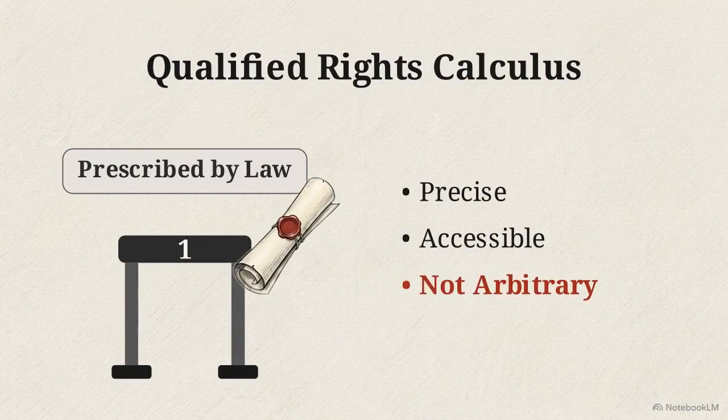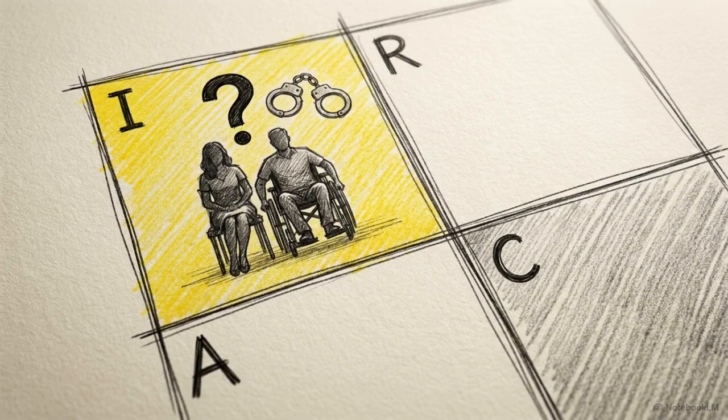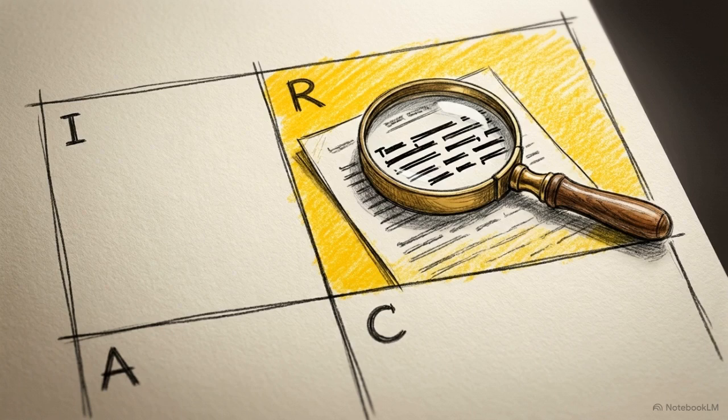It cannot be arbitrary. Let's test this using IRAC methodology with the landmark House of Lords case Purdy v. DPP. The issue: Debbie Purdy, a multiple sclerosis sufferer, wanted to know if her husband would face prosecution for assisting her suicide. The rule is that the law must be sufficiently clear to allow a citizen to regulate their conduct.